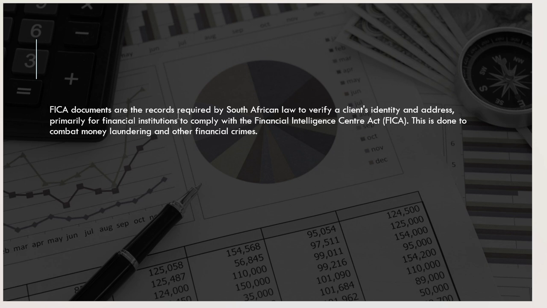So the FICA documents are the common records required by South African law to verify clients' identity and addresses, primarily for financial institutions to comply with the Financial Intelligence Sector Act. This is done to combat money laundering and other financial crimes. In most cases, when you're applying for a loan or your new bank account, you realize the banks will ask you, where are your FICA documents? So they will be looking mainly for your address as well as your ID.